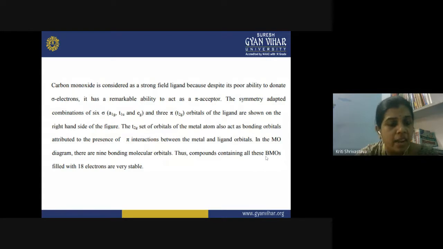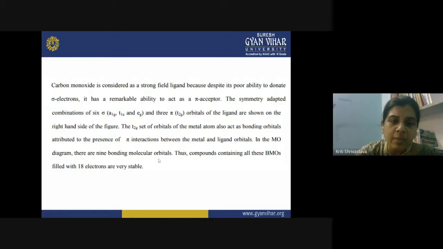Now the symmetry adapted combinations of 6 sigma and 3 pi orbitals of the ligand, you can see them in the molecular orbital diagram, and we have already discussed this diagram, so we will not go into much detail. And we know that the T2g set of orbitals of the metal atom act as bonding orbitals, and they are attributed to the presence of pi interactions between the metal and the ligand orbitals. Now in the MO diagram, we have already seen this.